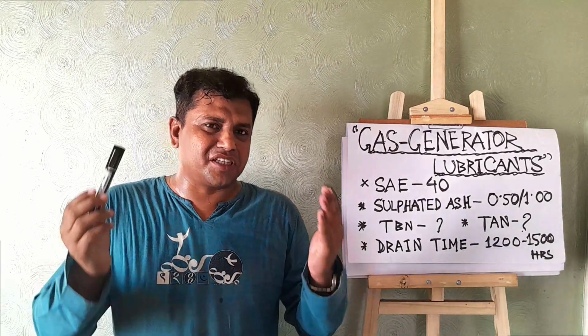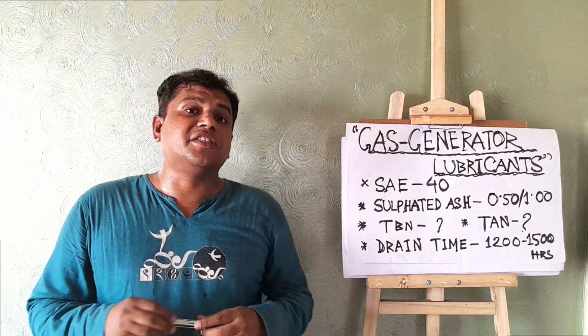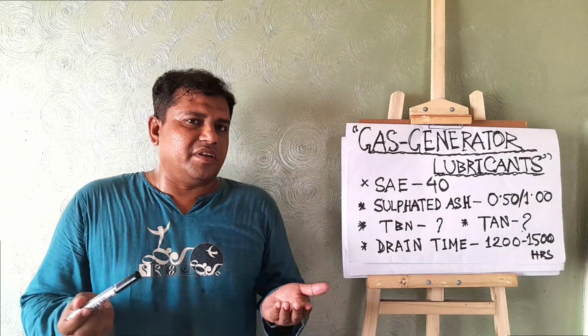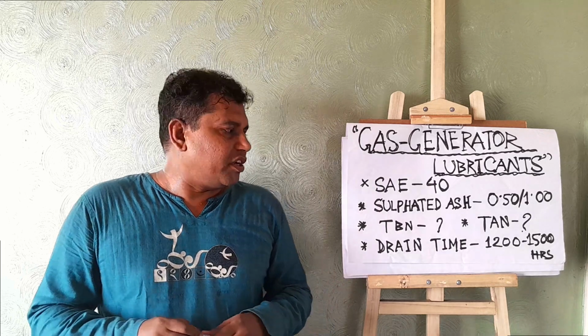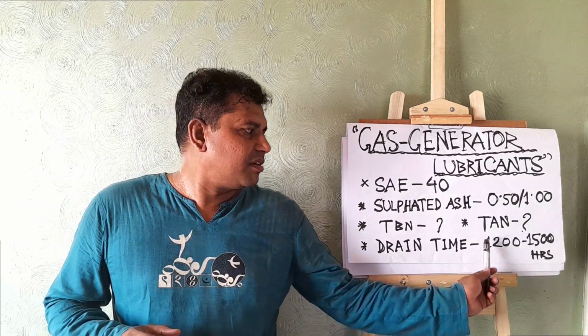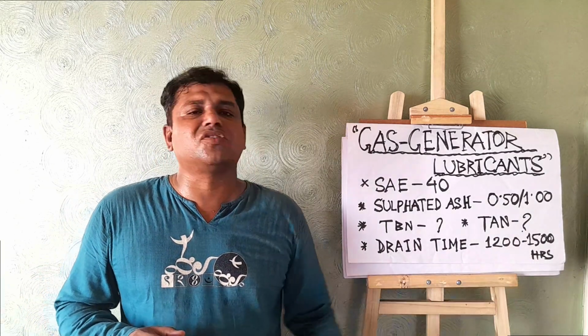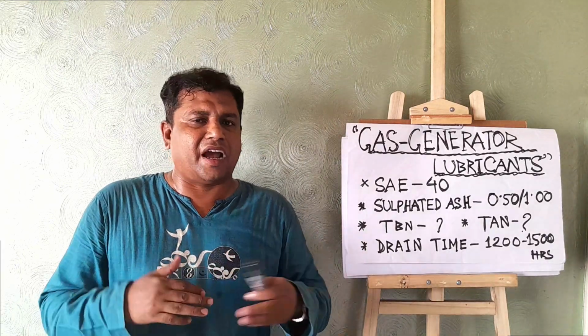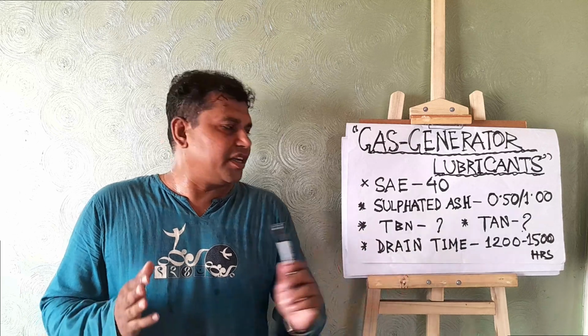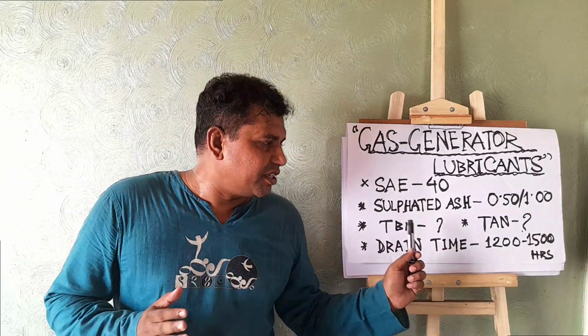And now the question has arrived: what is the basic drain time? If your gas generator engine oil is mineral base formulated, its general drain time is 1200 hours to 1500 hours. There are exceptions, I'm just not mentioning them, but this is the general basic drain time.